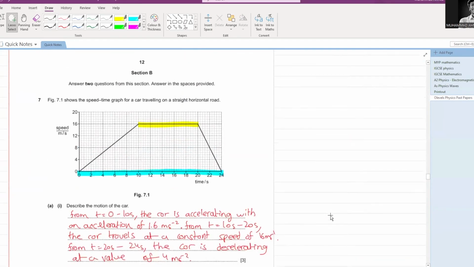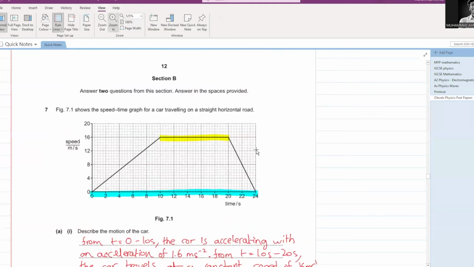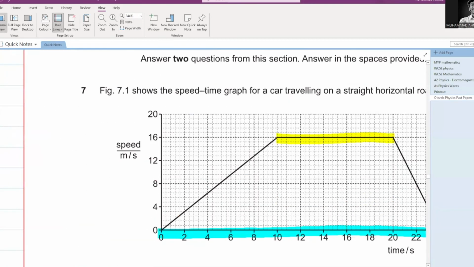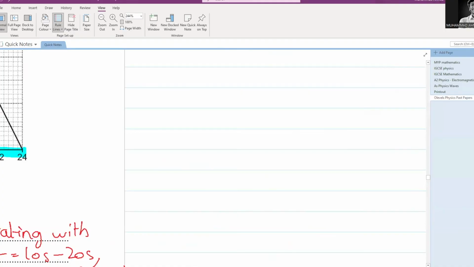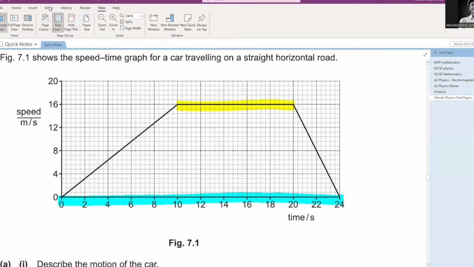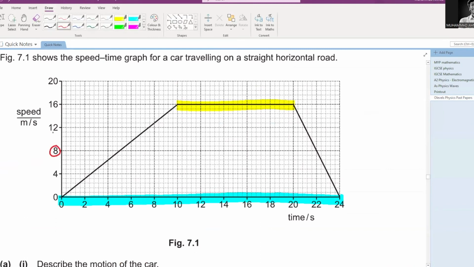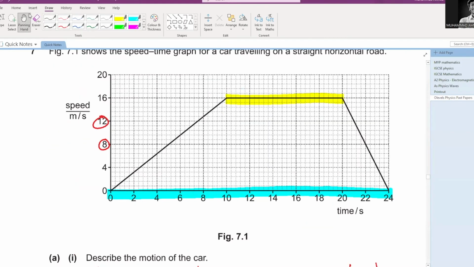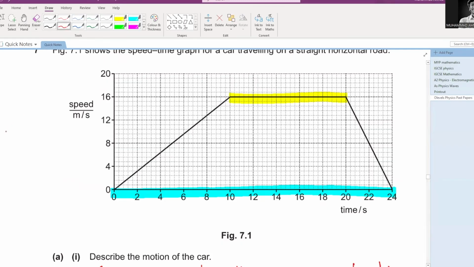Perfect. So beta, how will you mark the speed of 11.3? First of all, let's see the axes. Can you realize this is 8? Can you realize this is 12? Going from 8 to 12, how many units are you covering? 4. How many boxes are you covering? 5 boxes. Perfect. One box is equal to how many units? One box is equal to 0.8 units.